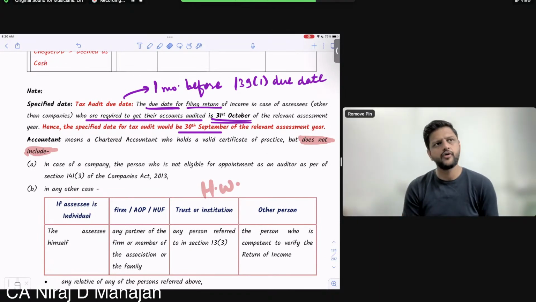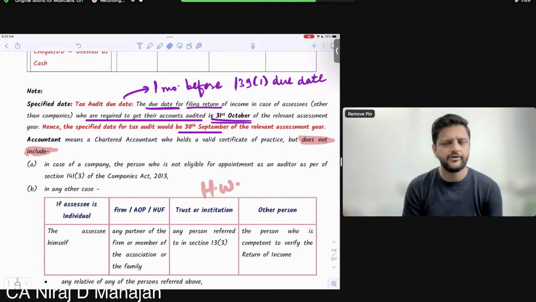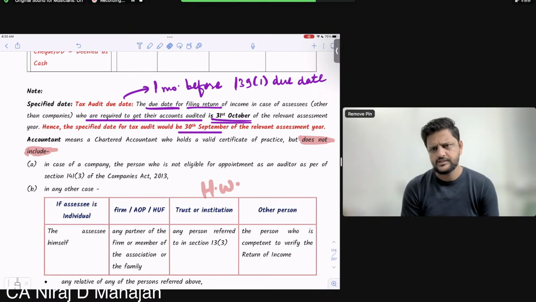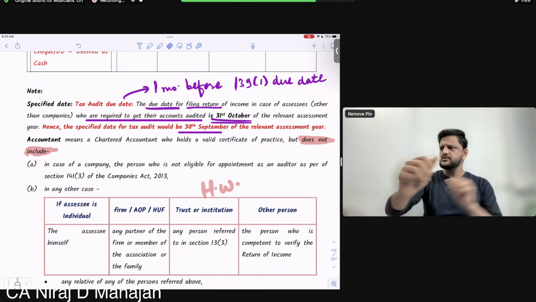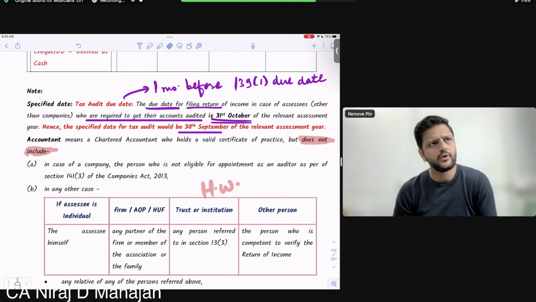44AD is for what? Business. But which type of assessee? Only individual or HUF, and partnership firm, but which partnership is not allowed? LLP is not allowed. Then whatever business, any kind of business, except those three businesses, broker, commission, etc. Those three businesses are not allowed.